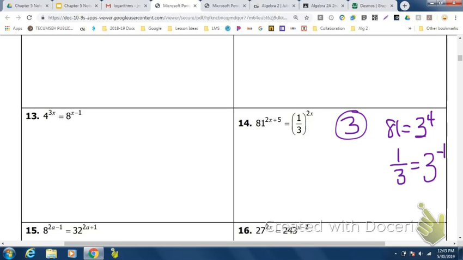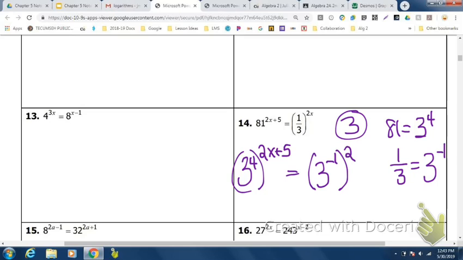So now I'm just going to rewrite this. 81 is 3 to the 4th, and that's to the 2x plus 5 power. And 1/3 is 3 to the negative 1 to the 2x power. So now, when we take the power of a power, we multiply. So this becomes 8x plus 20 equals negative 2x.